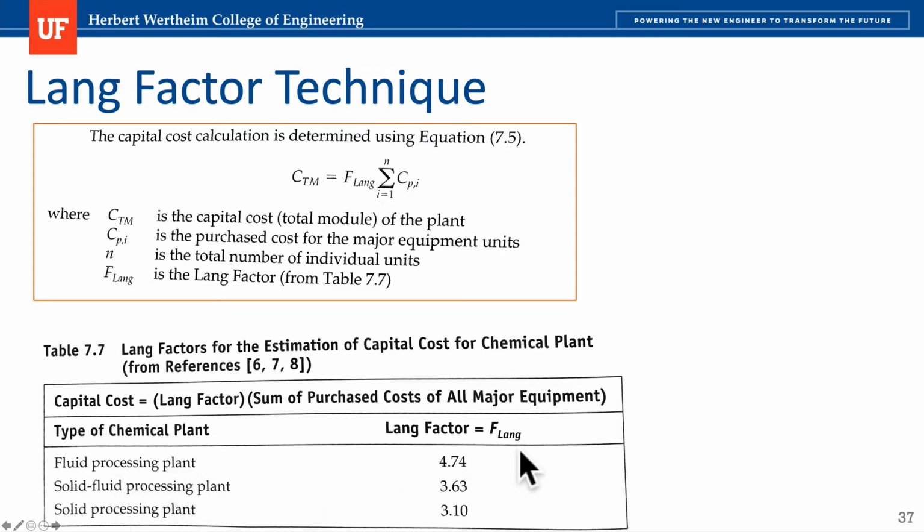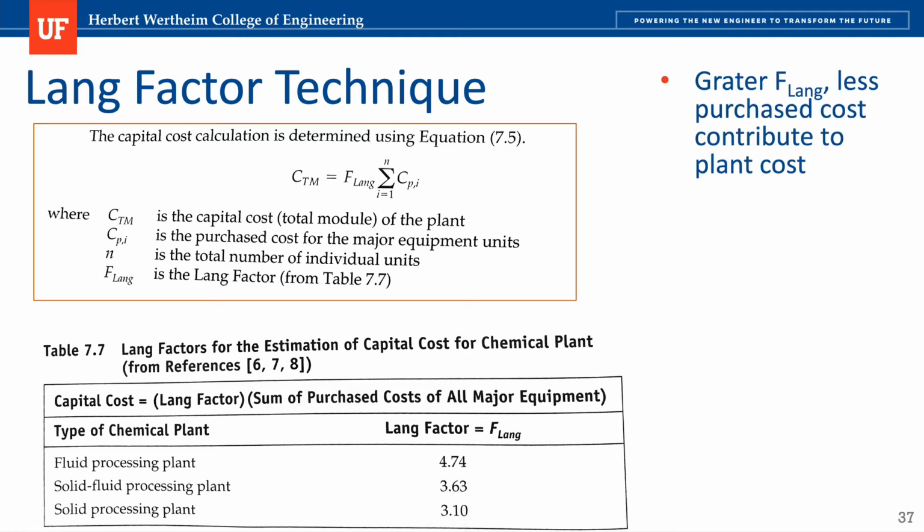The other thing is that this equation does not consider pressure and materials of construction. We are assuming in the factor that fluid processing plants tend to have more corrosion and higher temperature, so the factor is higher than the other ones. However, there's no resolution about the process conditions and the equipment that we know impact the purchasing cost for that particular equipment. Once again, greater Lang factors mean less purchase cost contributed to the plant cost, so solid processing plants are more favored.